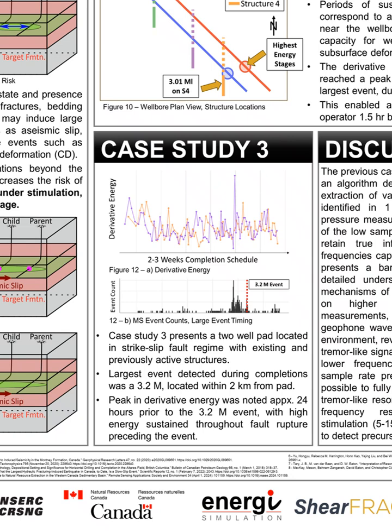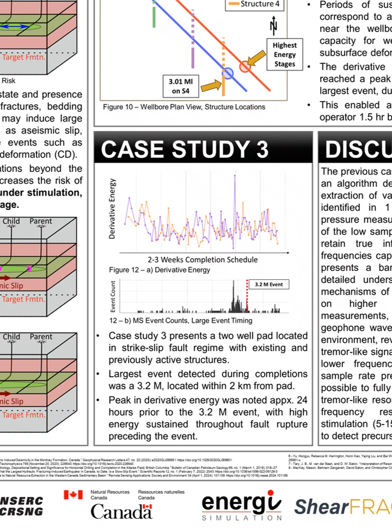The largest event detected during completions was a magnitude 3.2 local, and it was located within 2 kilometers from the pad. In this case, the largest event occurred further offset from the pad than in the previous case study, on a fault structure that had been previously activated.